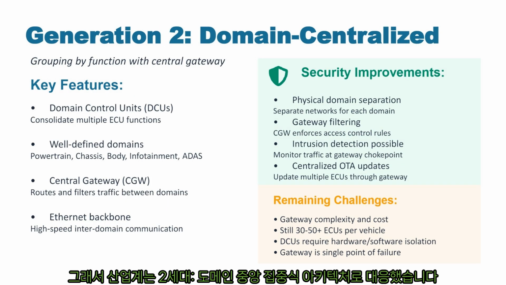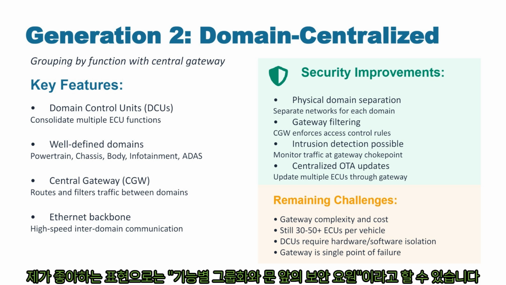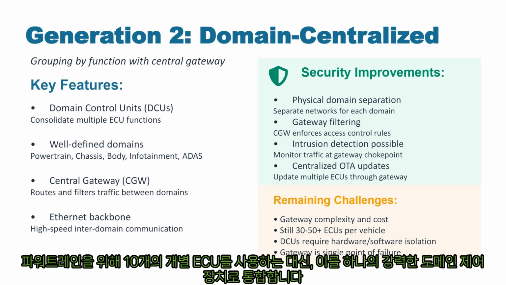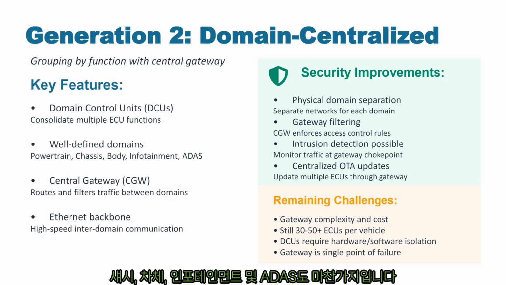So the industry responded with Generation 2 domain centralized architecture. This is what I like to call grouping by function with a security guard at the door. Let's look at the key features on the left. Domain control units, or DCUs. Instead of having 10 separate ECUs for your powertrain, you consolidate them into one powerful domain control unit. Same thing for chassis, body, infotainment, and ADAS.